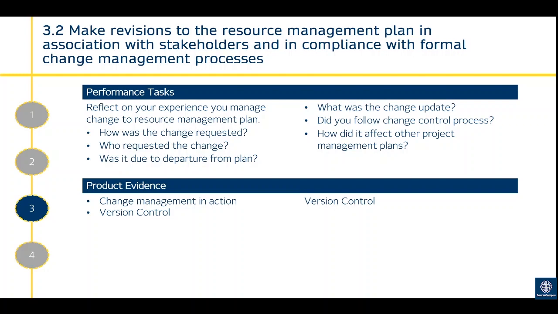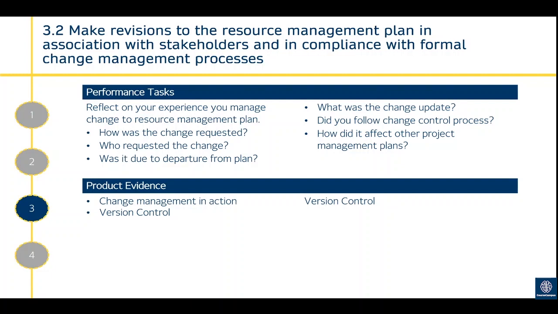This one, you've worked out what the change is going to be, you know what action is going to be taken, and now you need to make revisions to documentation to reflect that. So reflect on your experience where you have managed change to the resource management plan. How was the change requested? Who requested the change? How did it come about? If this was in reaction to a deviation, it might be yourself or your team that's making that change. What was the change? What documents had to be updated?